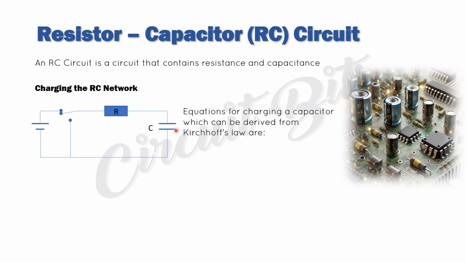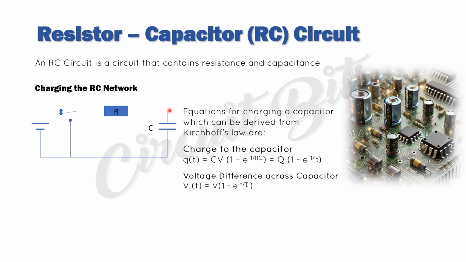So let's go into the equations involved with this charging. These equations were derived by Kirchhoff's law. The first one, for charging the capacitor, we have Q equal to CV(1 minus e raised to the power minus 1 over RC), which is also equal to Q(1 minus e raised to the power minus 1 divided by tau). Tau is equal to RC, where R is the value of our resistor and C is the value of our capacitor. Multiplying both values gives us tau, which is called the time constant.